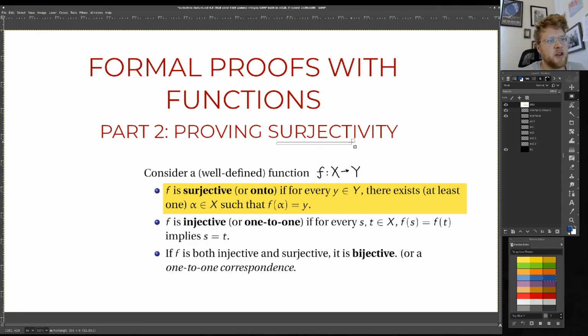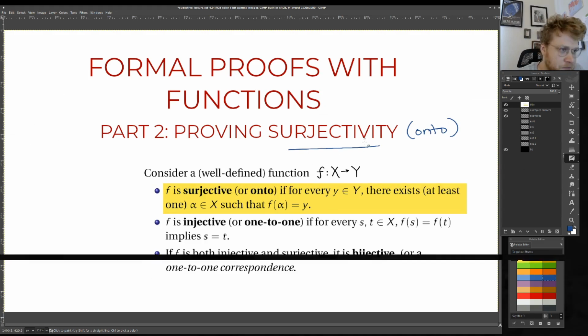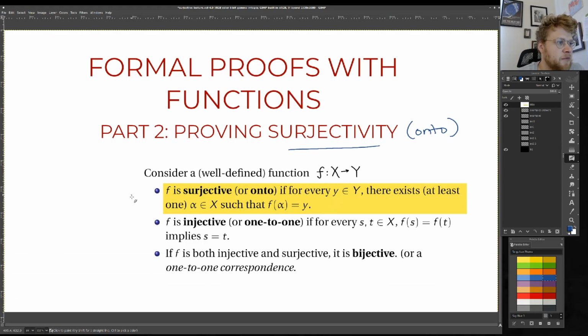Remember, surjectivity, the other common word to describe whether or not a function is surjective is we can say a function is onto. And it's up to personal preference which one you use. I like surjective. I also use onto. Absolutely up to you. This was when we first saw the definition of surjective.